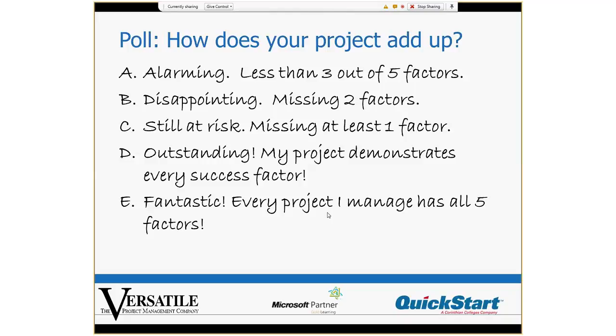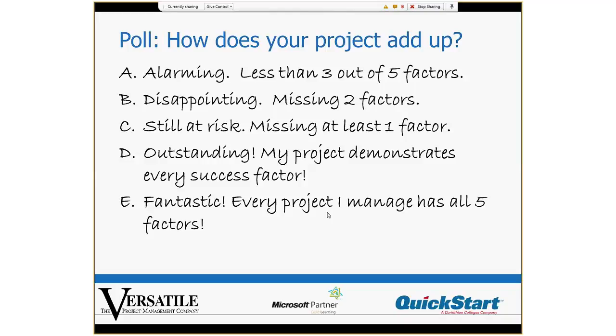You don't have to tell us. You don't have to share that information. This is for you. You need to know where you are. But I can tell you that if you have less than 3 out of 5 factors, I'm concerned about your project. That's why I say it's alarming. And you know what your problems are now, and you can start to go address them.